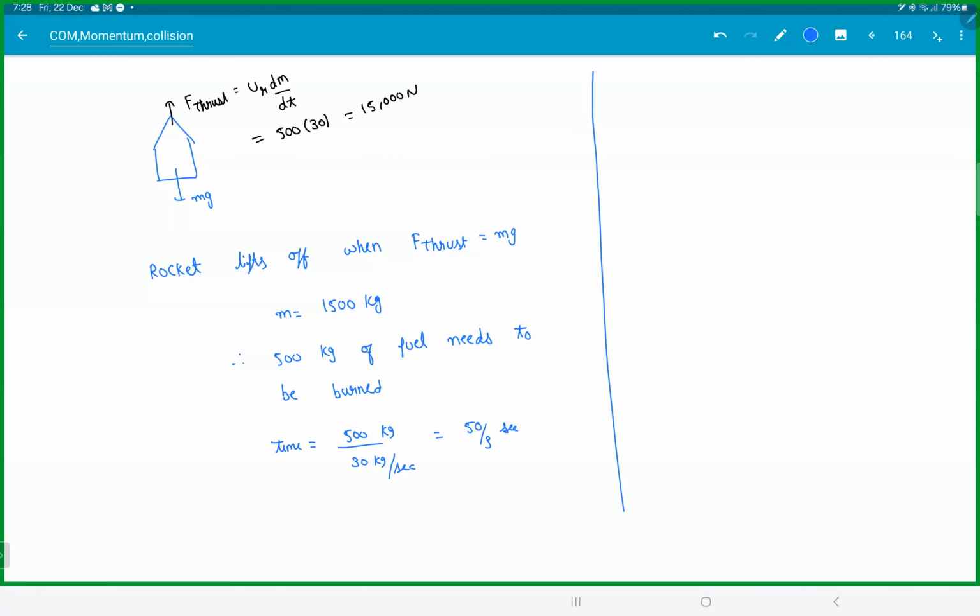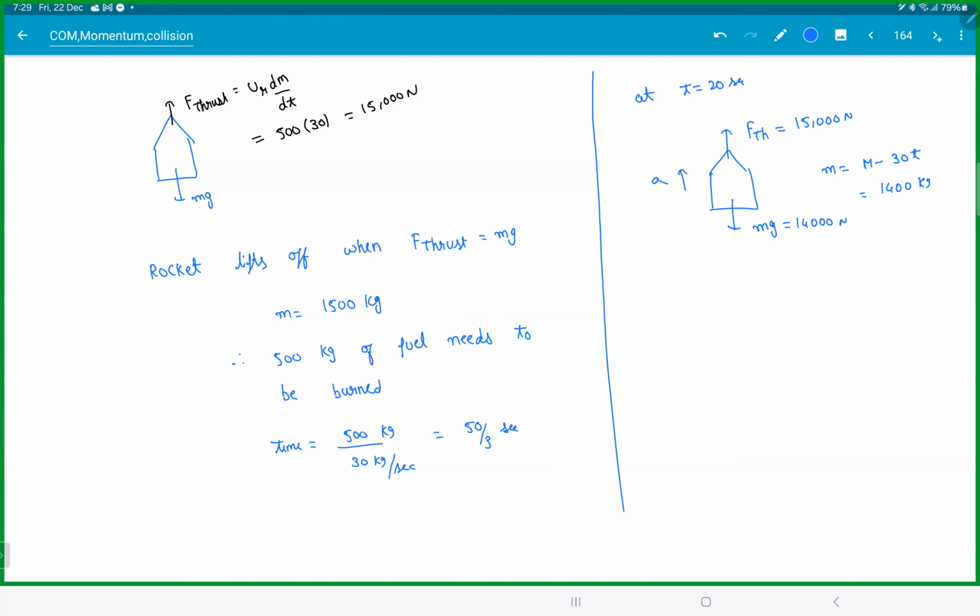Perfect. Next thing, you want the acceleration at 20 seconds. At 20 seconds, remember the thrust force will not change. Thrust force is still the same, 15,000 only. But the weight has changed: m is equal to m minus 30 into time. That is 2000 minus 30 into 20, which is 1400 kgs. So this is 14,000 newtons.